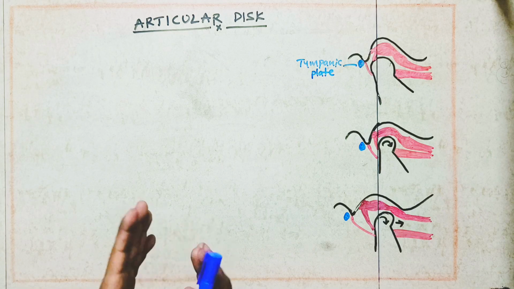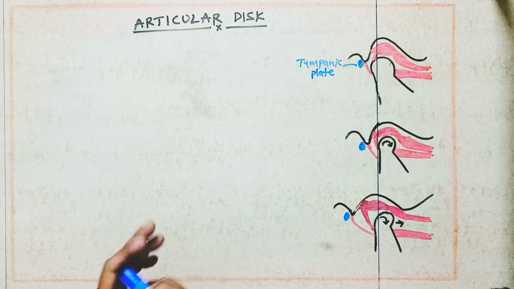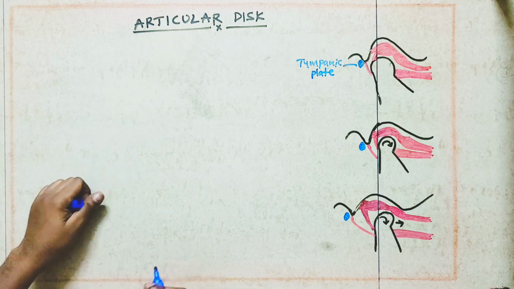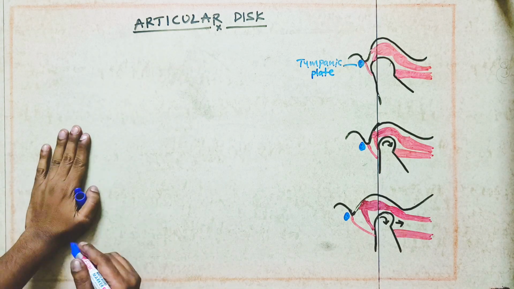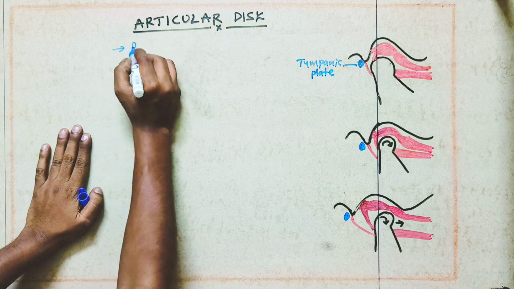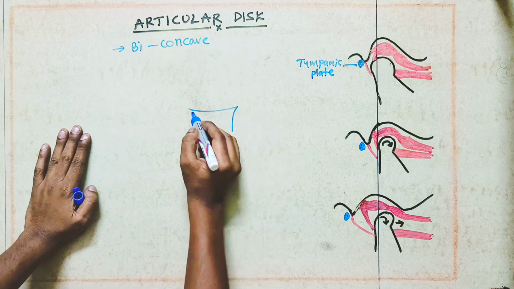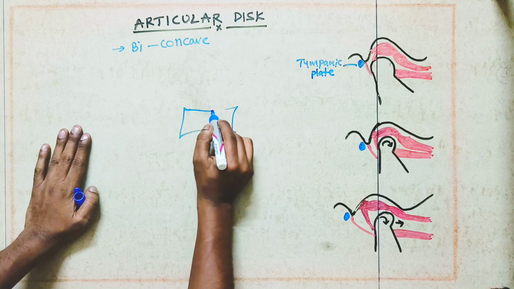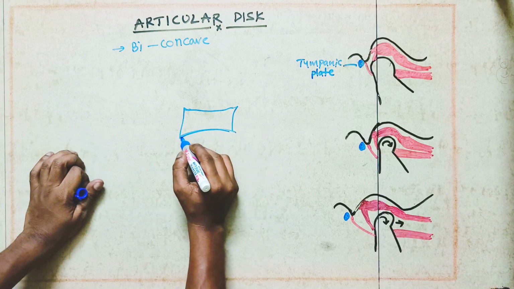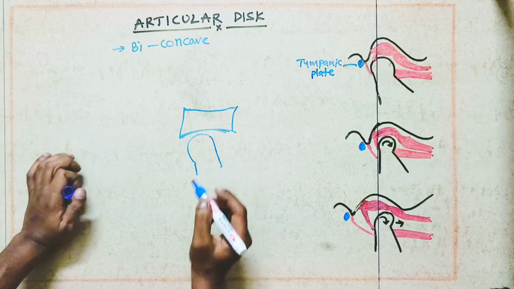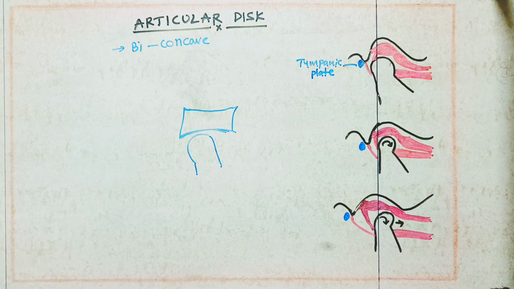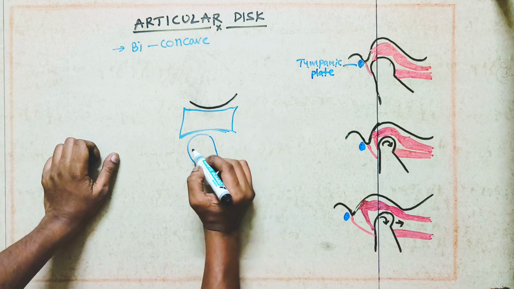Now we'll see an important, very important structure of the temporomandibular joint, that is the articular disc. The articular disc in the temporomandibular joint is biconcave. Biconcave, what does it mean? If you take the articular disc like this, superiorly it is concave, inferiorly also concave. Inferiorly, the condyle of the mandible will come and articulate here, and at the same time the condyle articulates with the articular eminence.